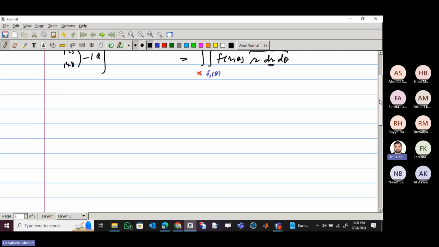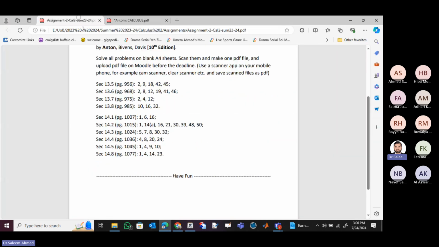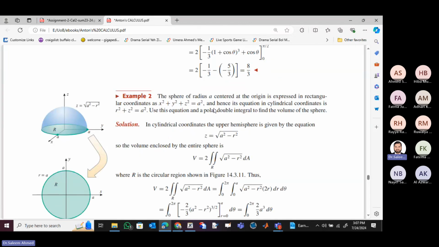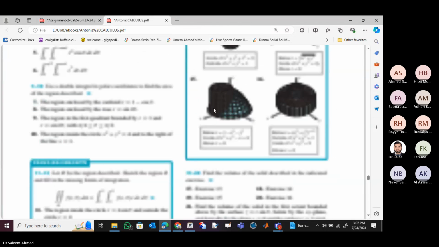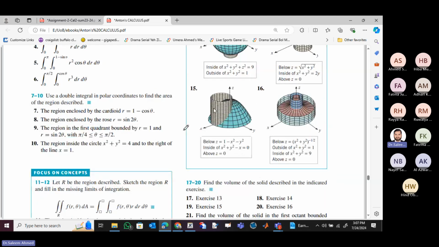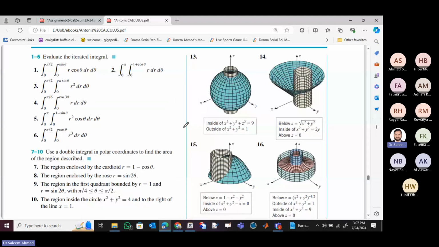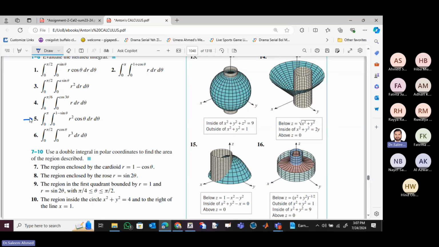Okay, so now I open the assignment. In assignment 14.3, problems are 5, 7, 8, 30, 34, right? So let me go to the book and look at 5, 7, 8. Problem 5 is not an issue because in 5, they gave me the limits. Question 5 limits are given, you just have to integrate. That's not an issue, right?